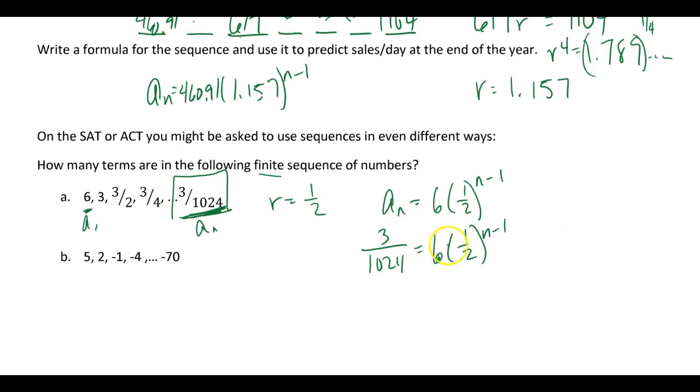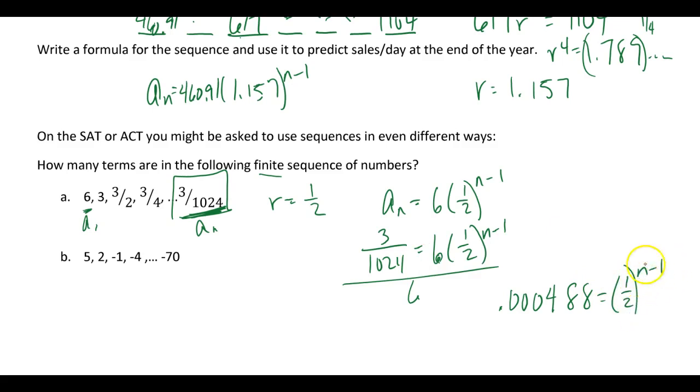Okay, so what I would start by doing is taking this 3 over 1024, 3 divided by 1024, and then I'm going to divide off the 6. Divide everything by 6. And when I do that, I am getting a tiny little decimal, 0.00488. That's what I'm getting on the left, and that's equal to 1/2 to the n minus 1 power.